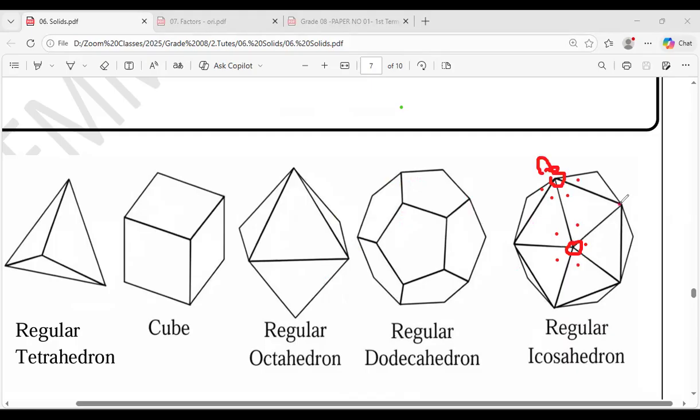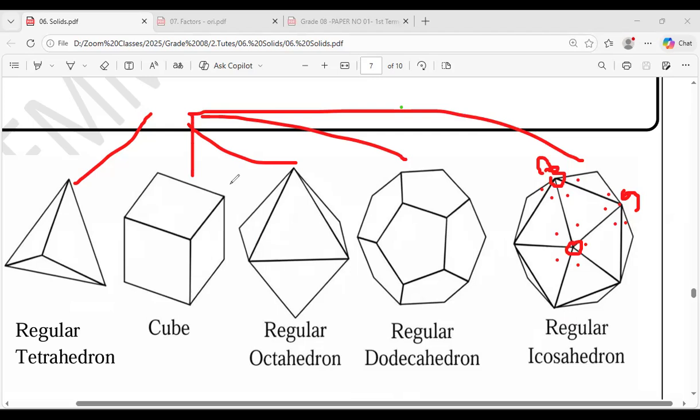If we consider this vertex, 1, 2, 3, 4. What is the other? Here, the back side. Right. 5. 5 identical equilateral triangular faces are meeting at each and every vertex. So it becomes a platonic solid. This is a platonic solid, this is a platonic solid, this is a platonic solid, dodecahedron platonic solid, icosahedron platonic solid. Are you right?